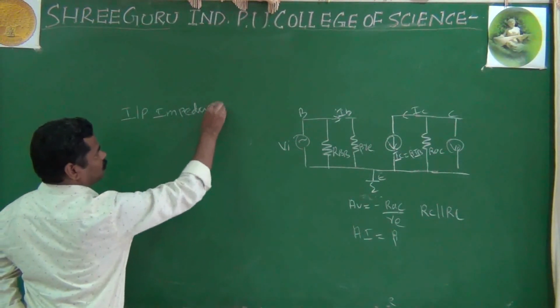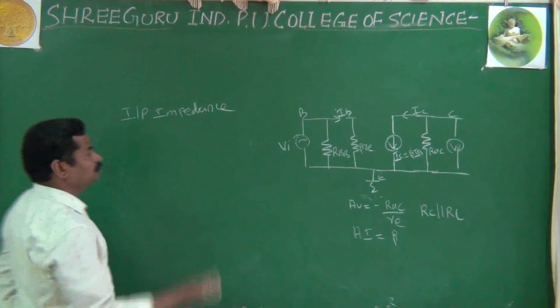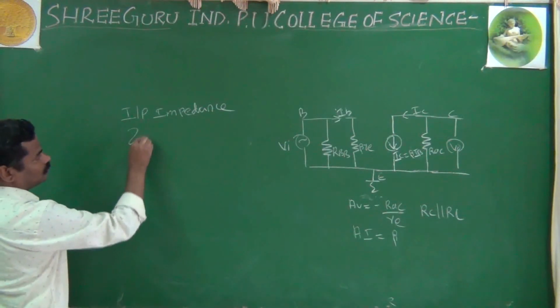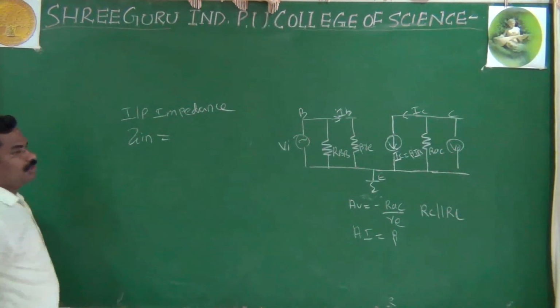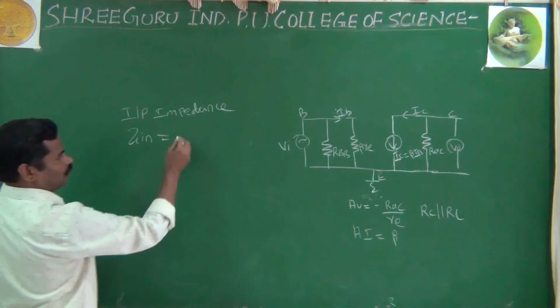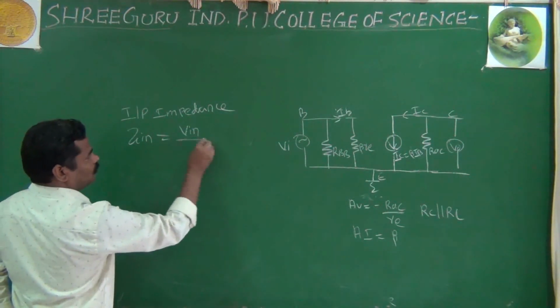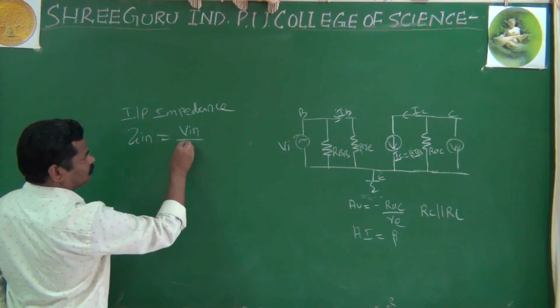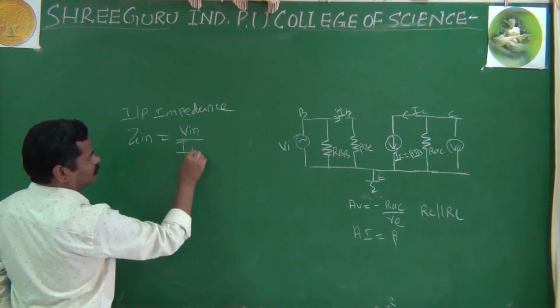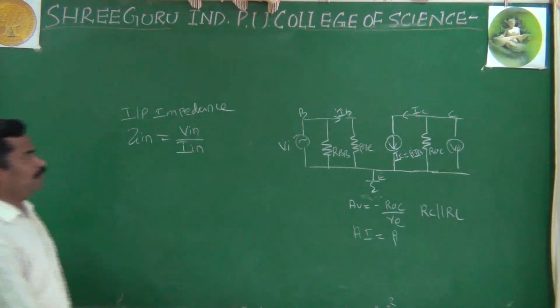Input impedance. That is Zin. As we know, the formula for Zin is V in by I in. That is, Zin equals V by I, V in by I in.